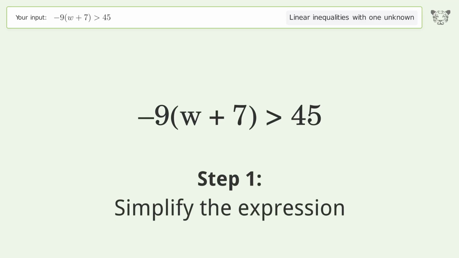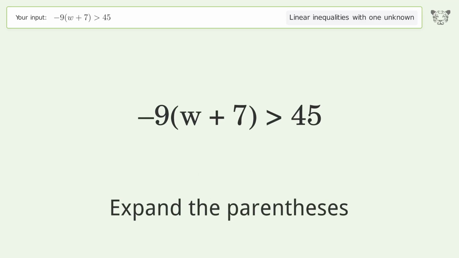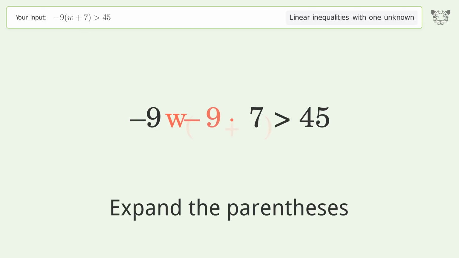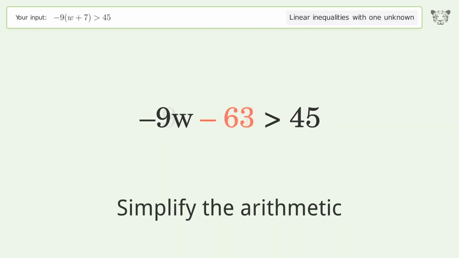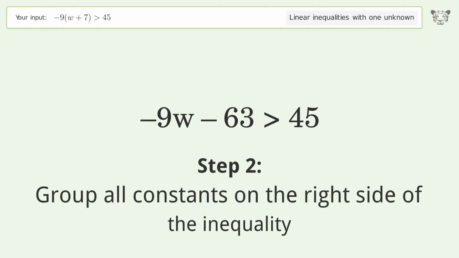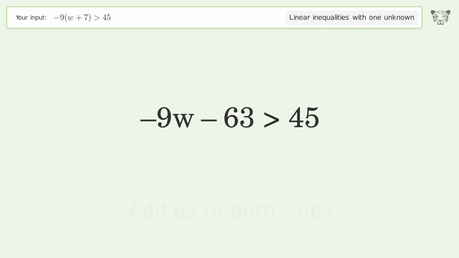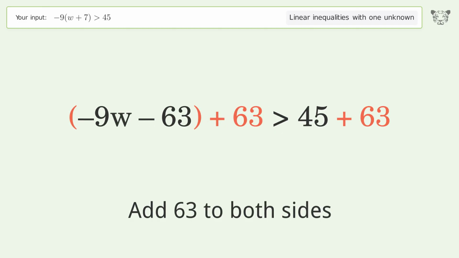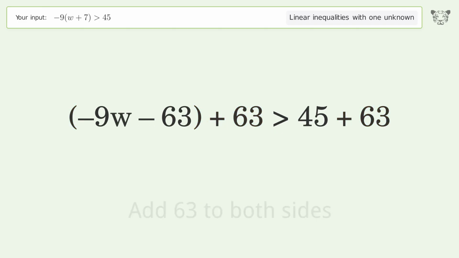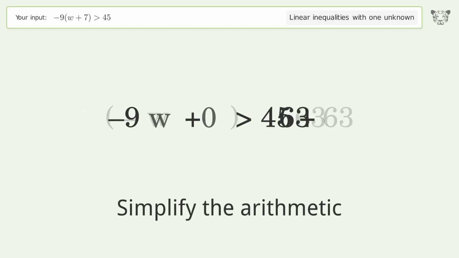Simplify the expression. Expand the parentheses. Simplify the arithmetic. Group all constants on the right side of the inequality. Add 63 to both sides. Simplify the arithmetic.